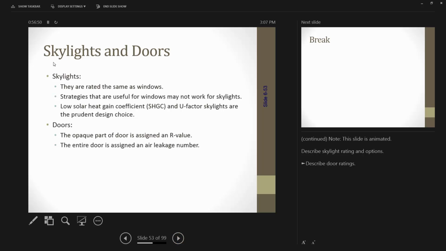All right, let's take another quick break, and then we've got one short section to kind of wrap up thermal envelope design, and then we'll be done.